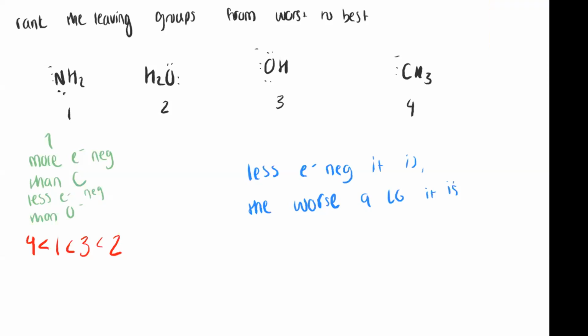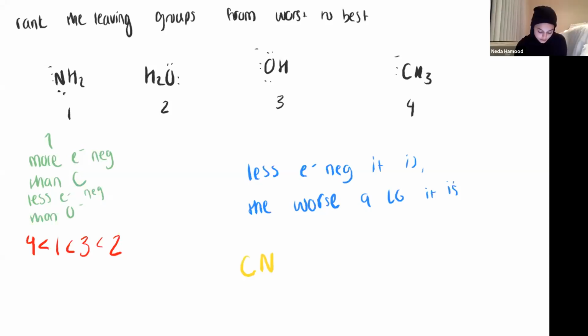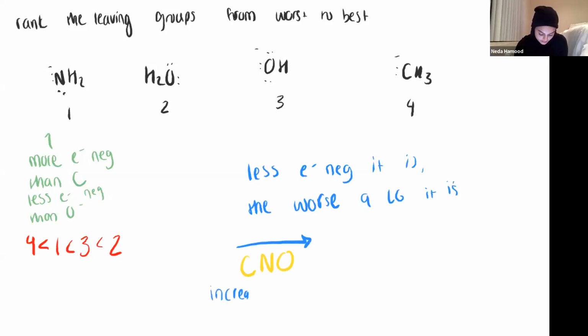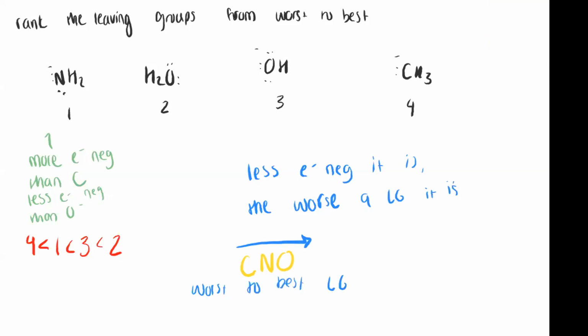Yes, thank you. I just use electronegativity in this one to determine which is the best and worst leaving group. I'm confused. Yeah, so on the periodic table, you have this. That would be increasing, or worst to best leaving group.